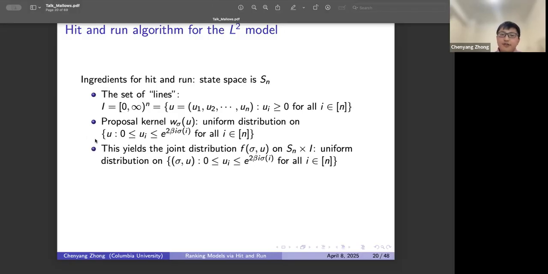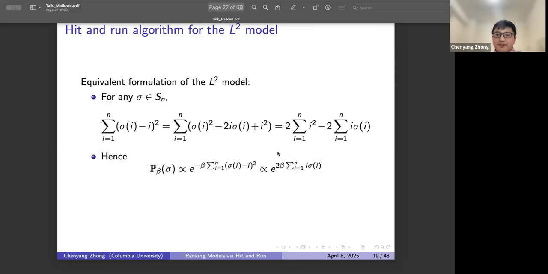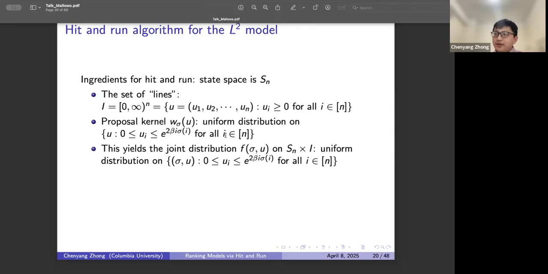Okay, and this would yield a joint distribution f of sigma and u, obtained by multiplying the target distribution, which for us now is the earlier distribution of Mallows that we have specified here, with the proposal kernel. It can be checked that things will cancel out, and we are actually getting a uniform distribution on the pair sigma and u, where sigma is a permutation of 1 up to n, and u is an element falling inside the interval.